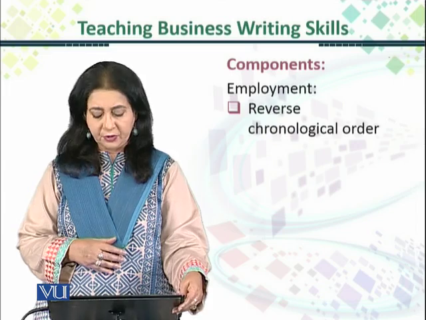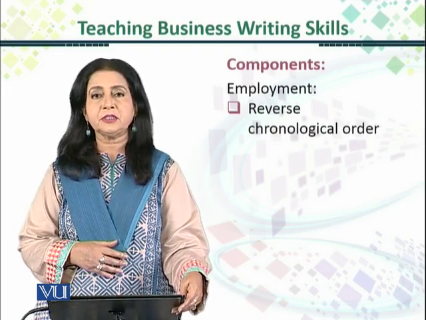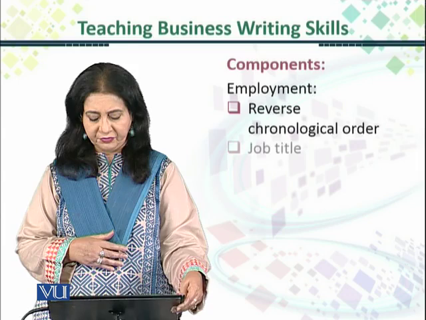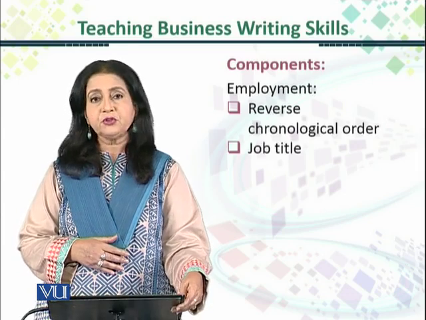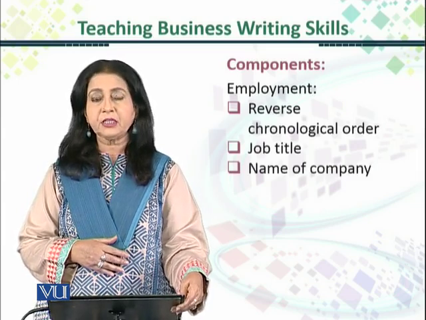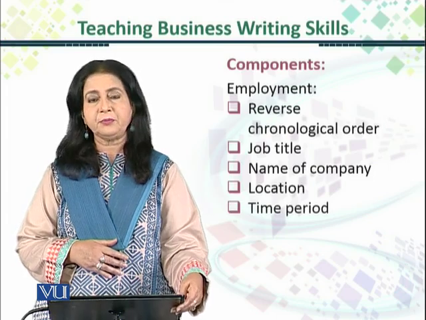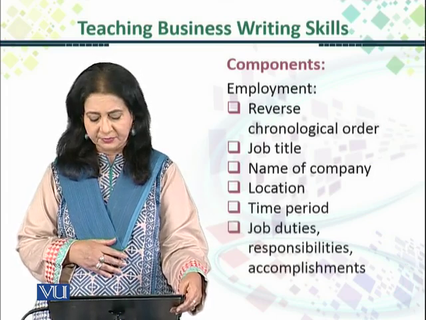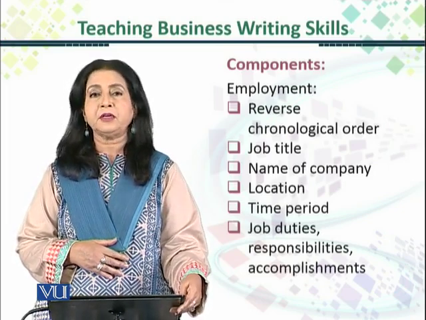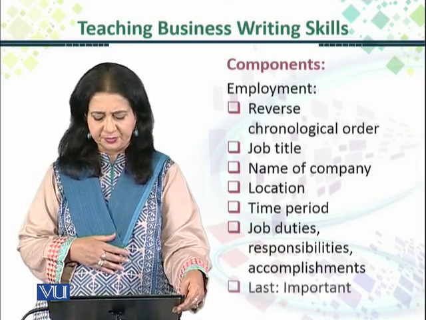When you come to the employment, then you have to give your employment in a reverse chronological order, which means that you have to first state your current job and then tell about your previous jobs. Then you have to give your job title or what is the position on which you are working currently, the name of the company in which you are working, where it is located, from which time period you are working in this company, and what your duties and responsibilities are while you are holding this position, and what you have accomplished in this current job.